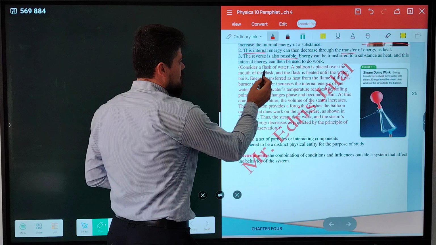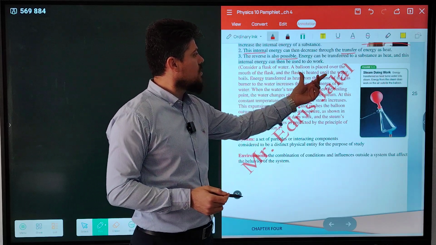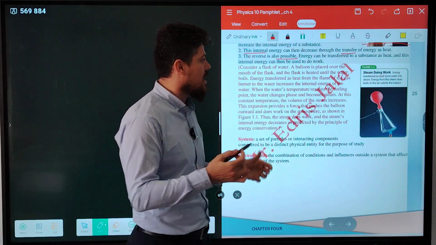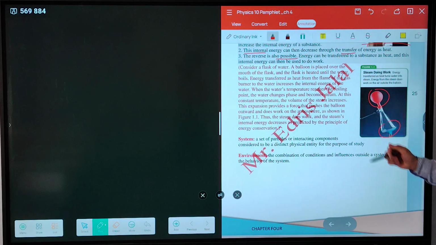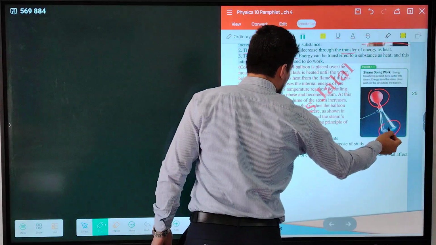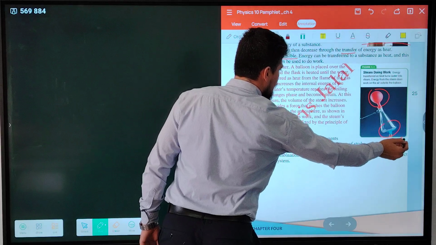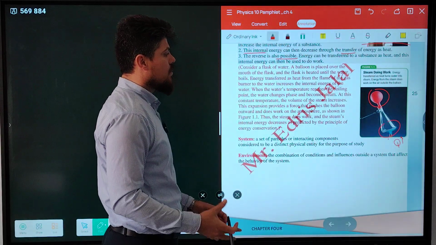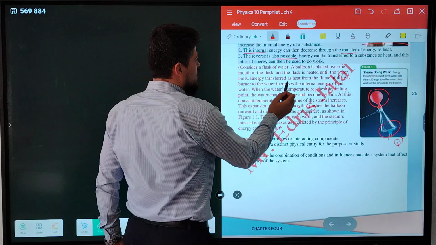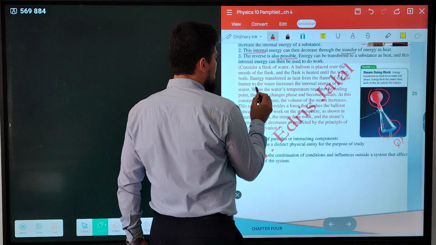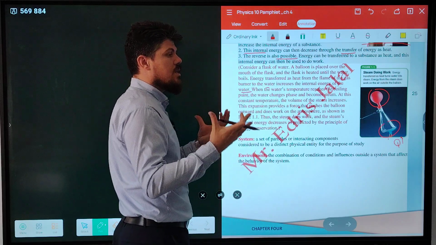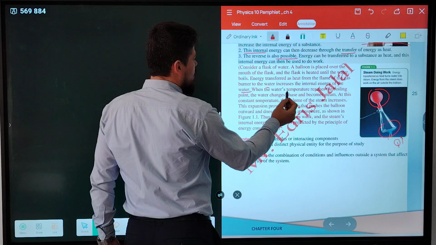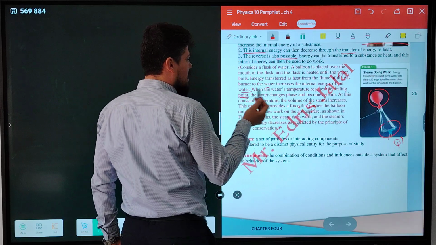Look at this example. Consider a flask of water. A balloon is placed over the mouth of the flask, and the flask is heated. When the flask is heated until the water boils, by giving energy as heat to the flask, energy transferred as heat from the flame of the gas burner to the water increases the internal energy of the water. Okay, what happened? The water's internal energy increases until the water's temperature reaches the boiling point, 100 Celsius.